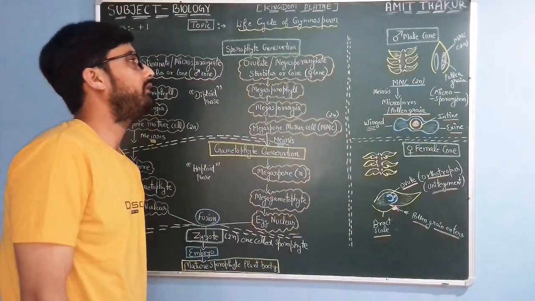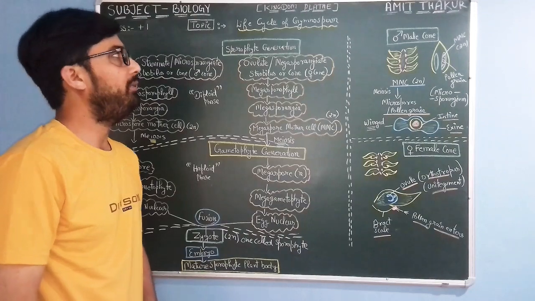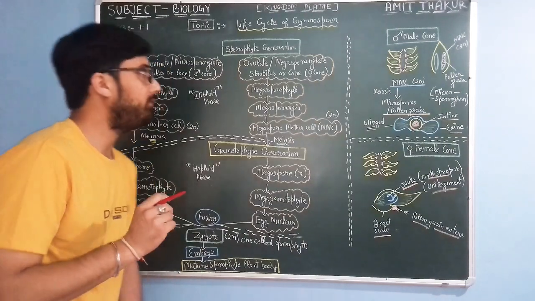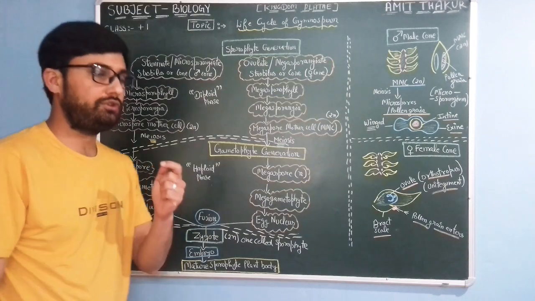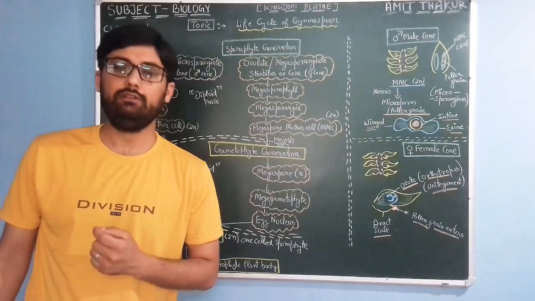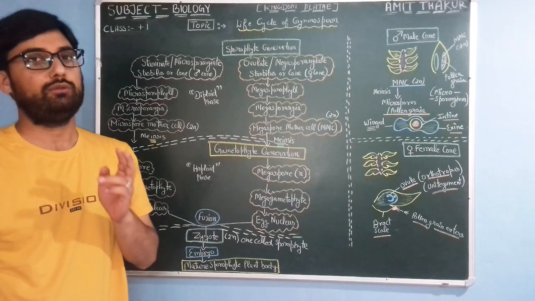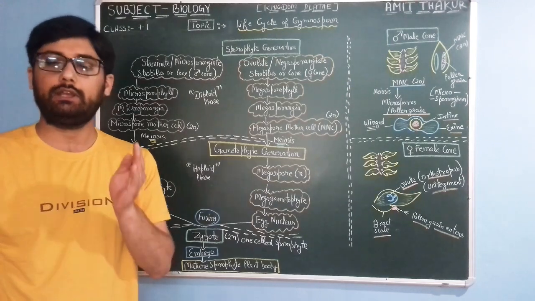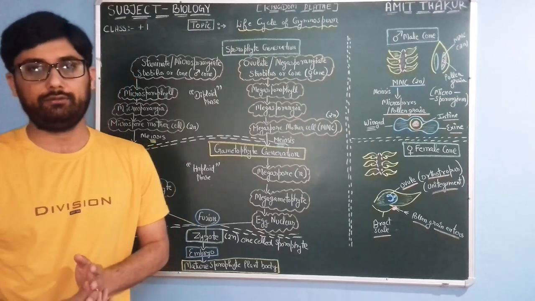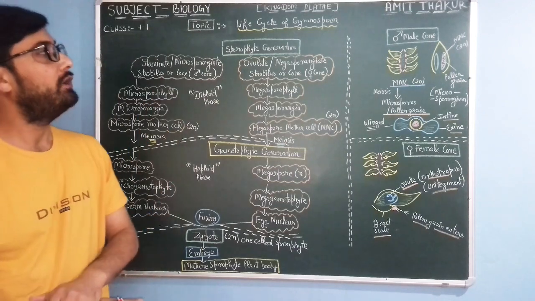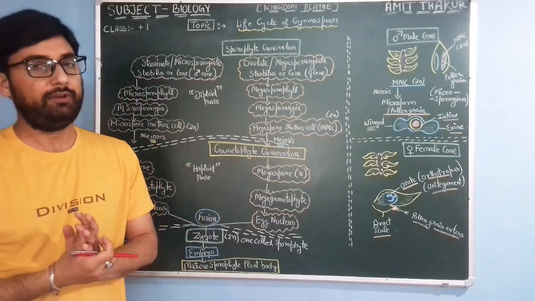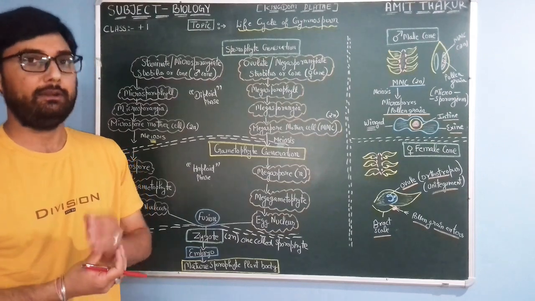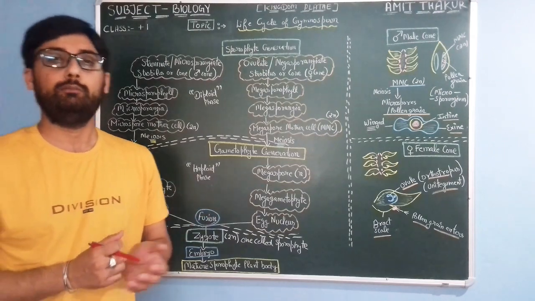Good morning, students. Today our topic is the life cycle of gymnosperm. So as you know, gymnosperms show alternation of generation. It means there are two phases: gametophytic phase and sporophytic phase. In gymnosperm, sporophytic phase is the dominant phase, and gametophytic phase is reduced and dependent on the sporophytic body.